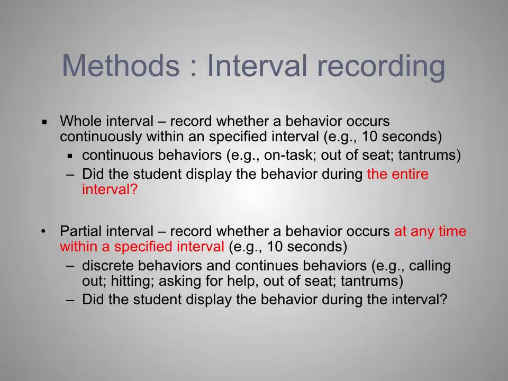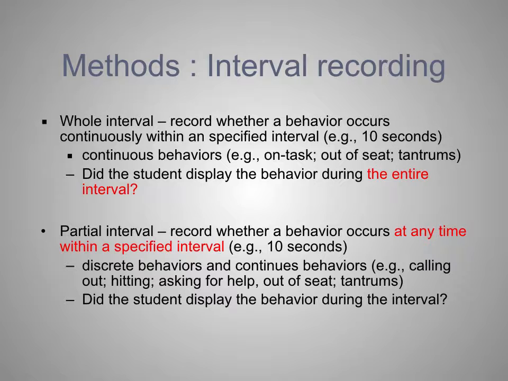Interval recording, there are two types of different interval recording: whole interval and partial interval. To use interval recording systems, you need to divide an observation session into short and equal intervals, and the occurrence of the behavior within each interval is recorded. So let's say the observation time is 5 minutes. You divide the observation time into short equal intervals like 10 seconds.